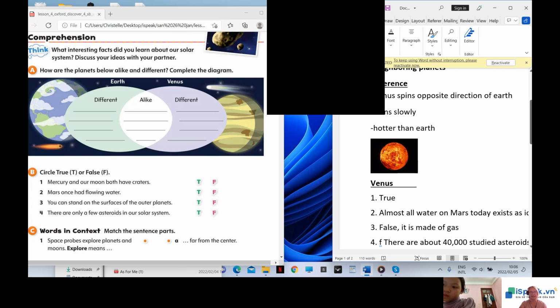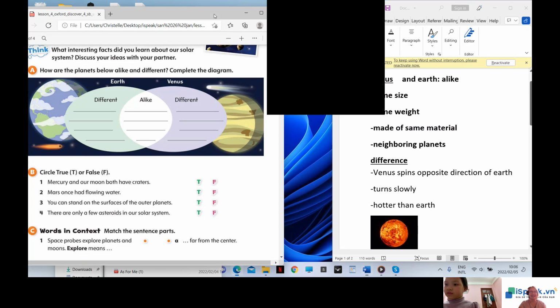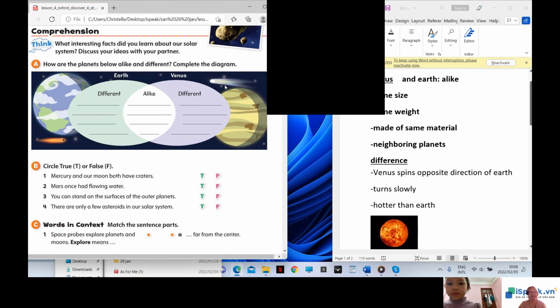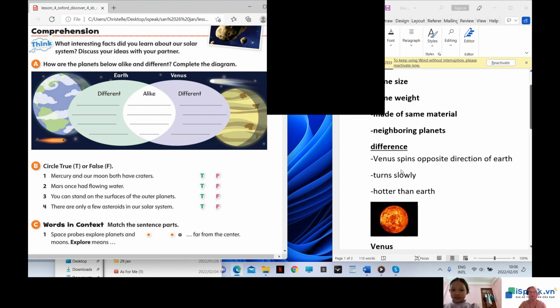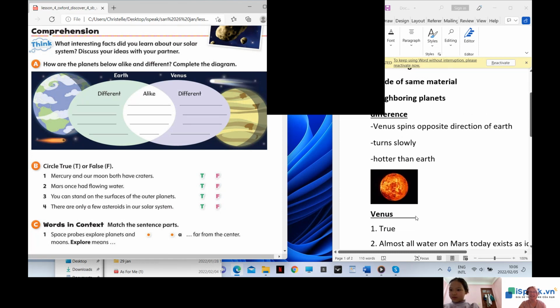So let's look at the section B. True or false? I'm gonna close this so that you don't see. Can you read number 1 for me? Mercury and our moon both have craters. Do you think it's true or false? True. Let's see. It is true, yes.